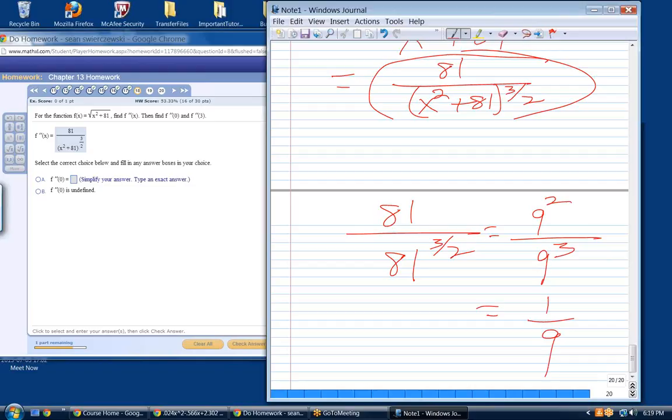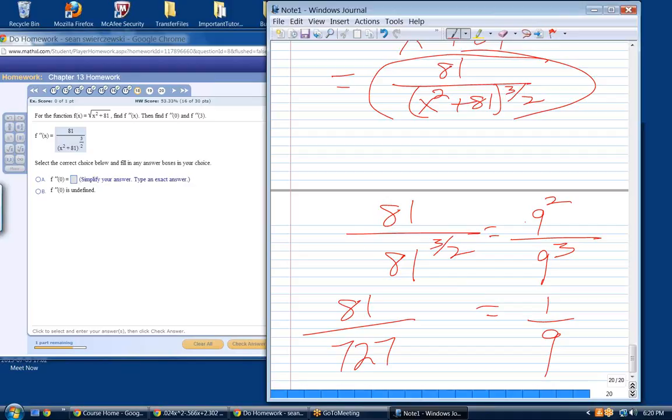And you can bet I'm putting it in as a fraction. How come it isn't just 1? Because if you did the denominator, 81 to the 3/2, wouldn't that just be 9? No, 81 to the 3/2 would be 9 cubed. So it would be 81 over 9 cubed, which is 81 over 729, and that's equal to 1/9.